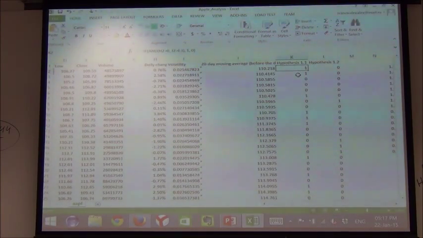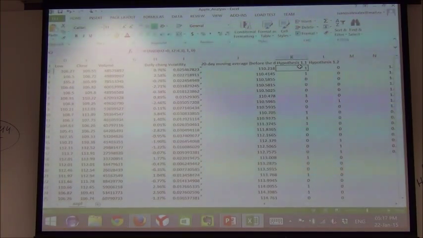And 1 means that the sign of the difference between the moving average and the price and the day change was right, was correct. It means that the strategy worked for that day.